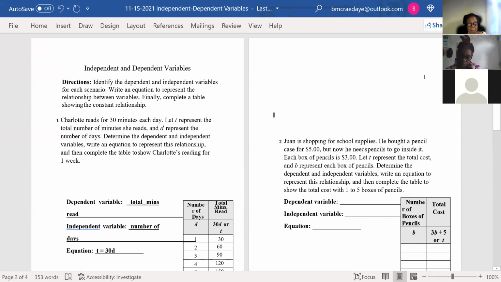All right. What is the dependent variable? The total cost. What is the total cost dependent upon? The number of boxes of pencils. Actually, it's dependent upon the boxes of pencils plus the pencil case that was $5. So the independent variable is boxes of pencils, but one cost is fixed.